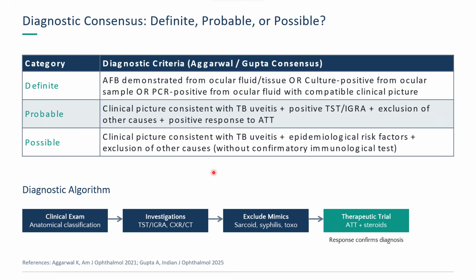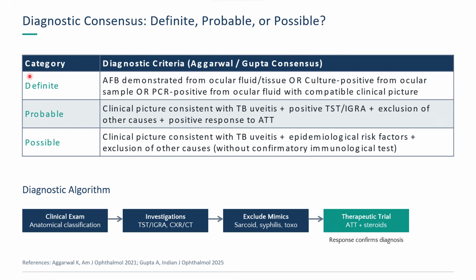Based on the advice from the consensus, you either have a definite diagnosis of TB, and this is very difficult. When we say definite diagnosis, it means you have isolated the acid-fast bacilli from the aqueous or ocular fluids, and you have a positive culture confirmed by the PCR, compatible with the clinical features. This is called a definitive diagnosis.